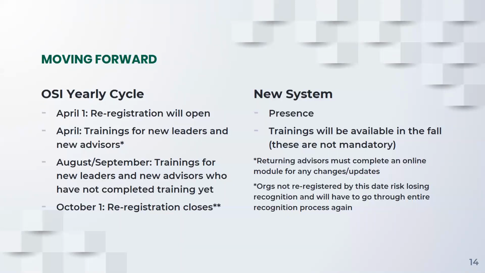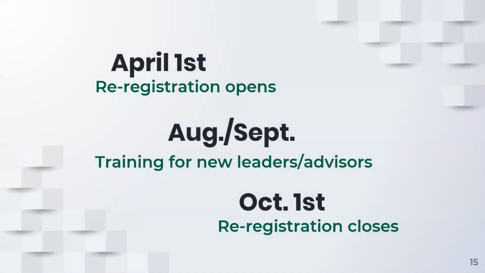October 1st is the re-registration deadline. If organizations do not re-register by this date, they do risk losing their recognition and will be required to go through the recognition process again, as well as their account on Bearcat Link will be frozen, so they would no longer have access to that.